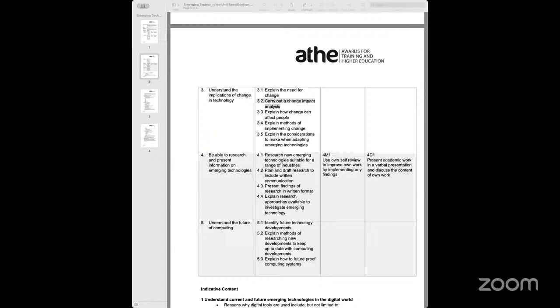The next part talks about methods of implementing change. So how is change introduced in the organization? There is a specific method and model that we look at in terms of how change is done.